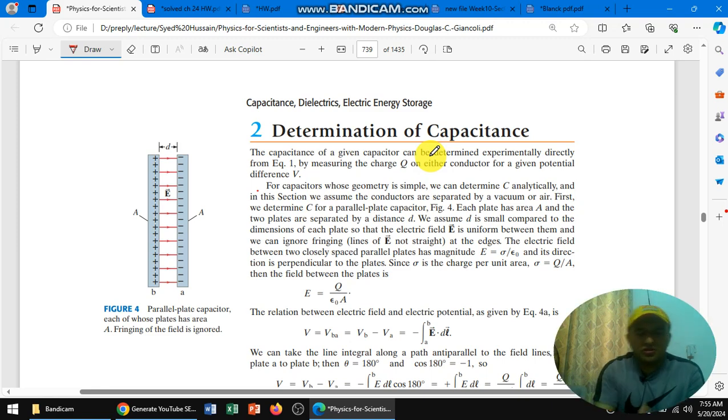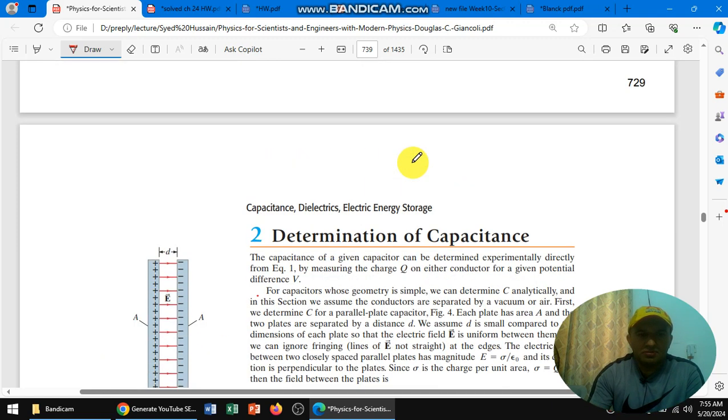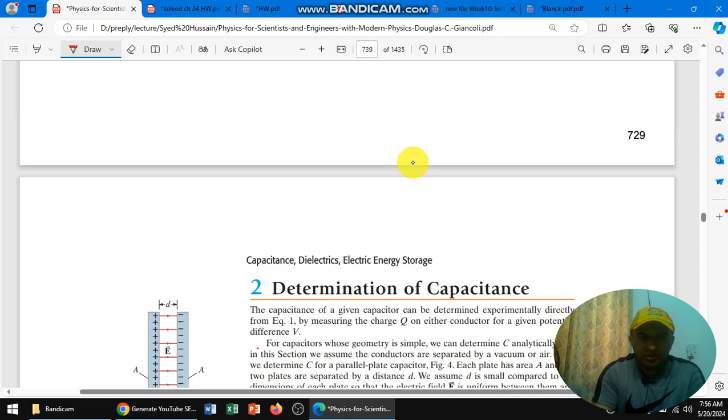Hello dear students, lecture number 2, chapter number 25, determination of the capacitance of a parallel plate capacitor. So how do we determine the capacitance, how do we derive the formula for the capacitance of a parallel plate capacitor? Before going to this, I have to explain that there are different types of capacitor.